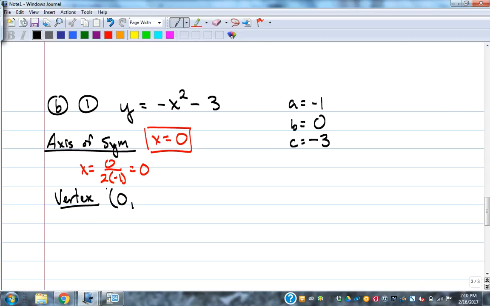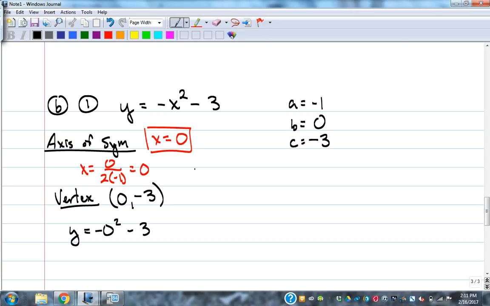What do I get if I plug a 0 in for x? -3. Because y equals 0 squared, and technically there's a negative on that, but there's no such thing as -0. 0 minus 3 is -3. Okay. Vertex at (0, -3).